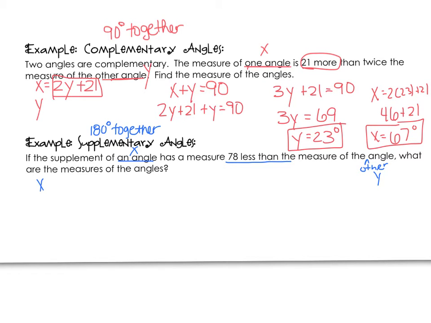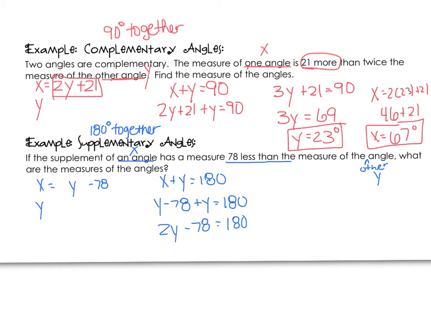So x has a measure that's 78 less than the measure of the other angle. So here's the other angle. So we know that together these equal 180 degrees. So y minus 78 plus y equals 180. 2y minus 78 equals 180. So we're adding 78 to both sides.